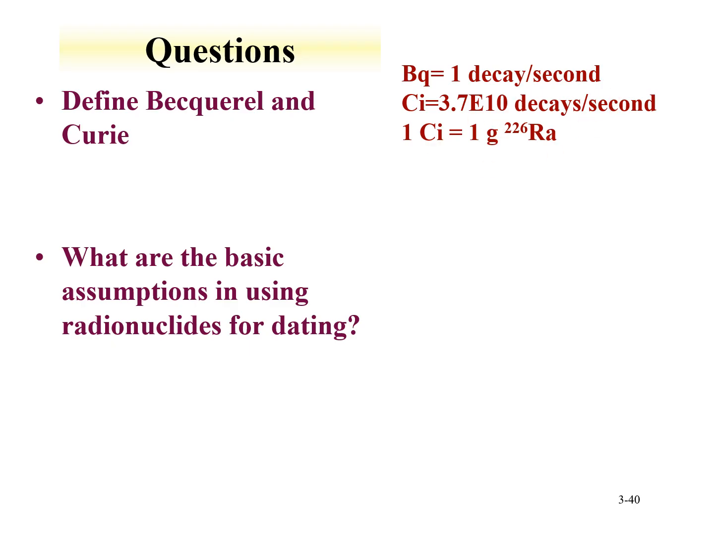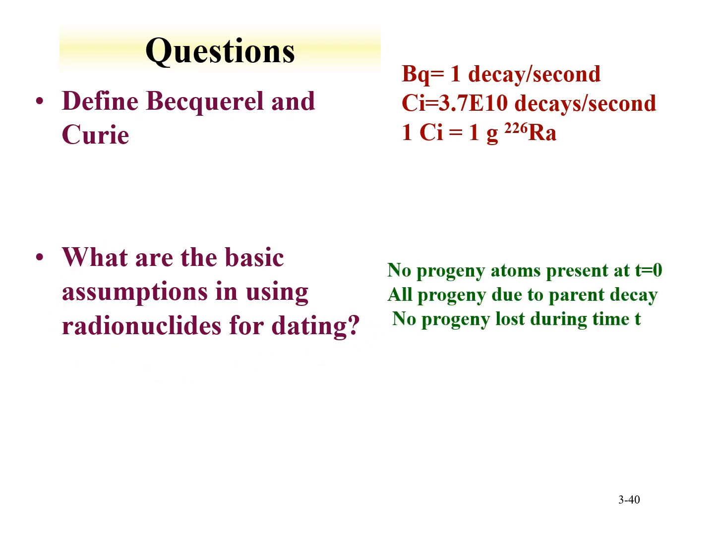We also discussed using isotopes in determining the age of objects. What are some of the basic assumptions used for radionuclides in dating? The assumptions are that there are no progeny atoms present at time 0, that all the progeny that are present are due to the decay of the parent, and that no progeny escapes the sample during the time period under investigation.